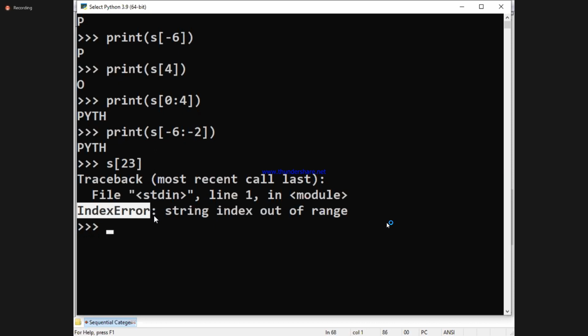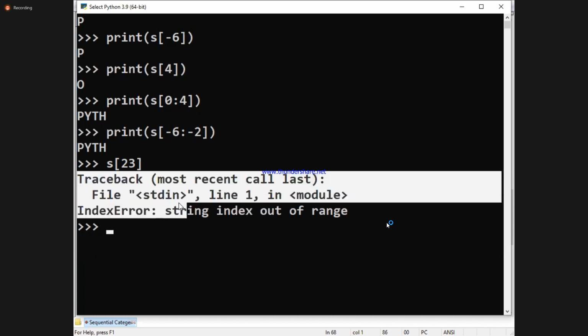All the exceptions in Java are treated as what? Objects. Object of which class is created? The IndexError class is created. Especially IndexError is the name of the class whose object is internally created. This type of message is coming for you, and this message is not understandable by a normal user.